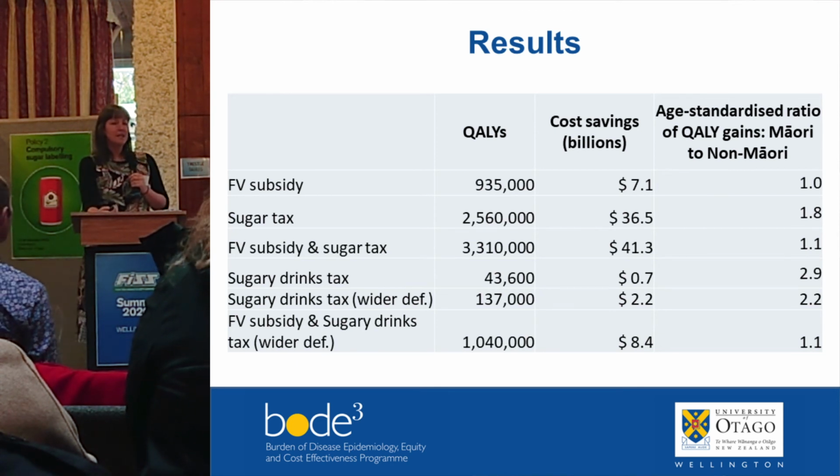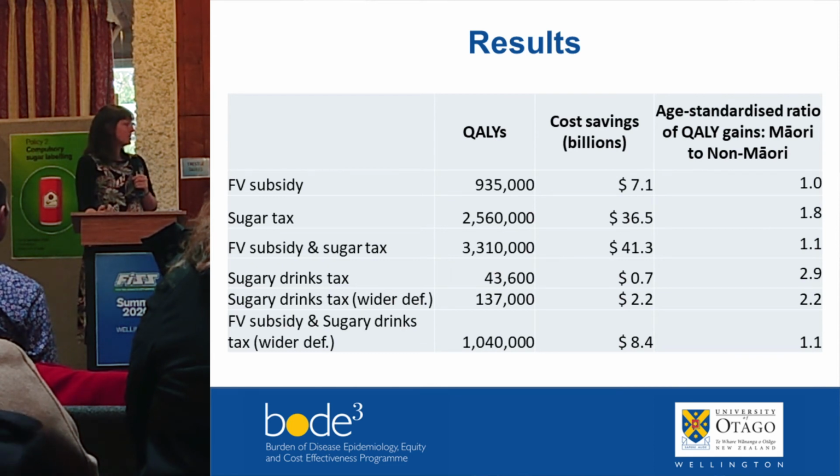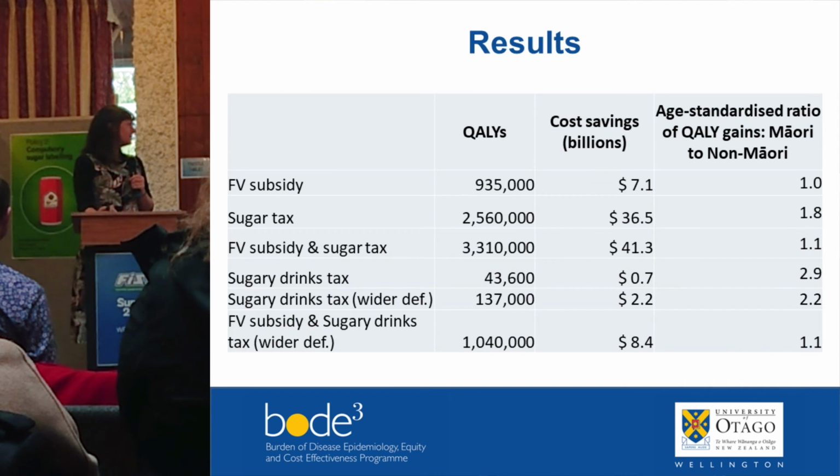So these are just the results for the whole population. I've been presenting per capita results. So I'll just highlight a few messages here. So the sugar tax gives really high health savings, 2.6 million quality adjusted life years and 37 billion cost savings to the health system, and again that's on top of the income generated from the tax.